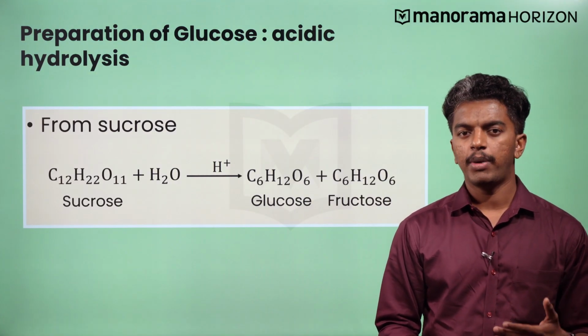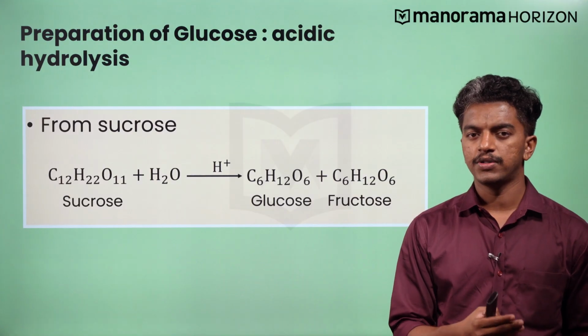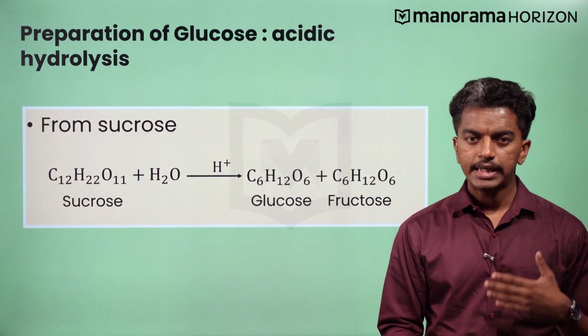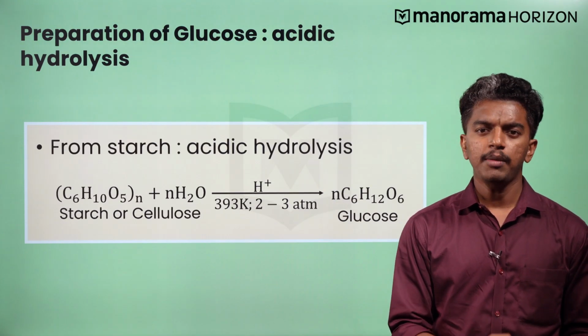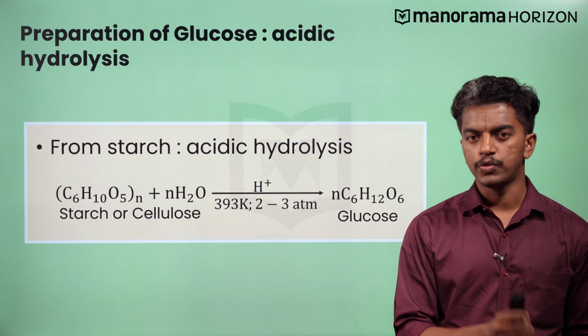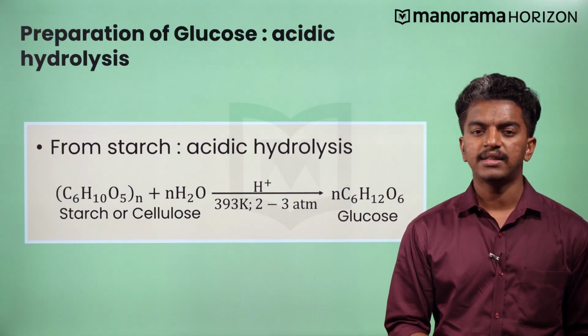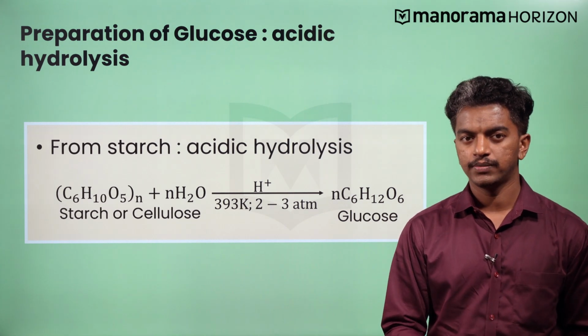Glucose can be obtained by two methods. The first method is the acidic hydrolysis of glucose in an alcoholic solution. This method gives an equal amount of fructose along with glucose. The second method gives glucose exclusively. This involves acidic hydrolysis of starch at 393 Kelvin under 2 to 3 atmospheric pressure.